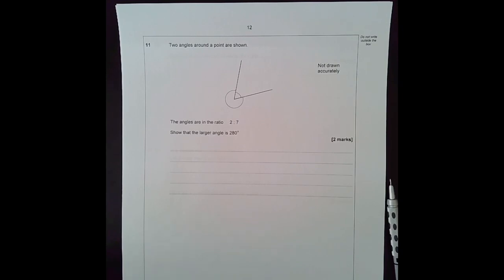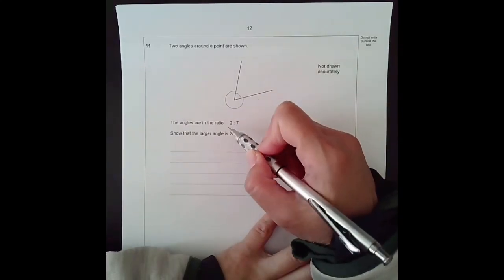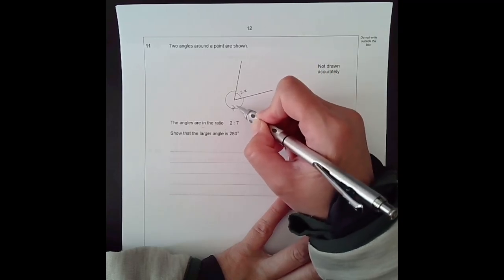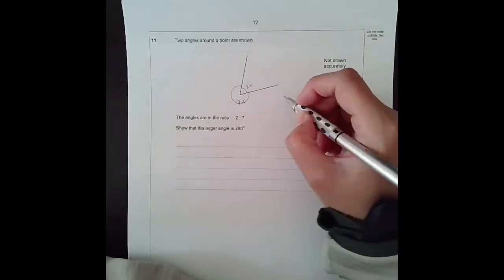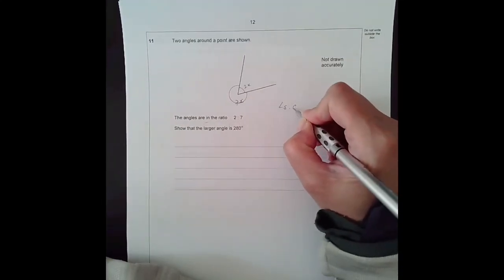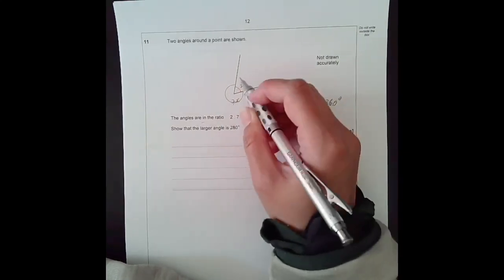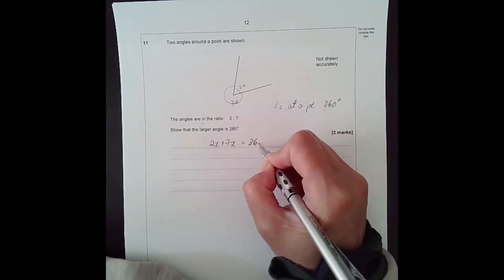So this is a question about geometry and ratio, which I like because it's blending more than one topic. So there we go. We have a ratio of the two angles, 2 to 7. And because angles at a point is 360 degrees, we know that 2x plus 7x should be 360.